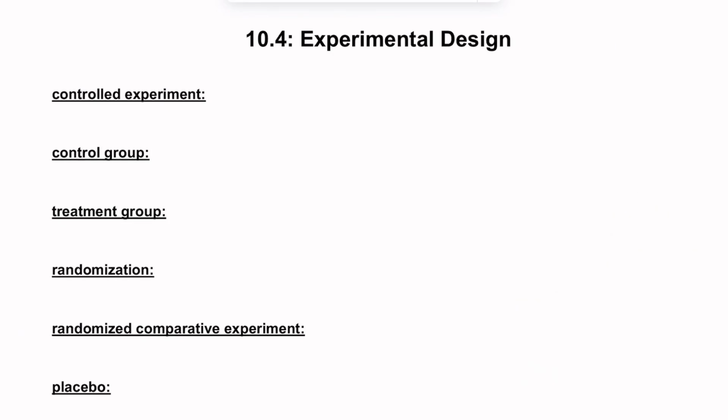Today's lesson, 10.4, is on experimental design. So we'll be looking at how experiments are designed to see if they're valid or the best way to set one up so we can get good data from that experiment. So the first type of experiment we're going to talk about is a controlled experiment.